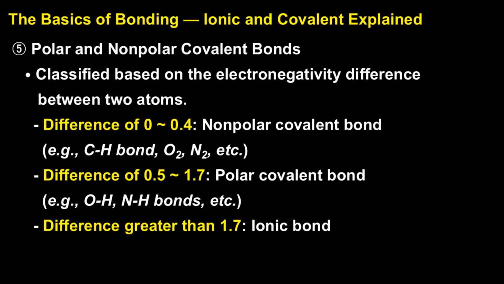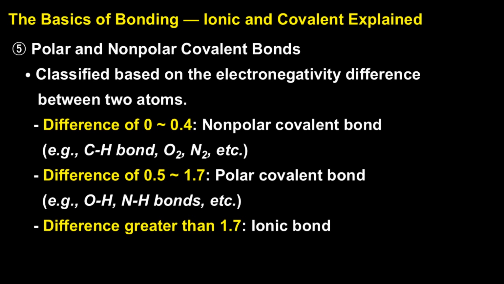If the difference is between 0.5 and 1.7, it's a polar covalent bond. Electrons are shared unequally, so one atom gets a partial negative charge, delta minus, and the other gets a partial positive charge, delta plus. This happens in water and ammonia. But if the electronegativity difference is large, one atom fully takes the electron, and that forms an ionic bond. Like in sodium chloride, where sodium becomes Na+, and chlorine becomes Cl-.